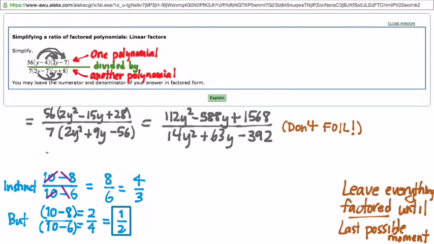So can you pull a lesson out of that? When should we not cancel, and when should we cancel? Let me start with when not to cancel. What was the problem here? Why can't I cancel these 10s? John?